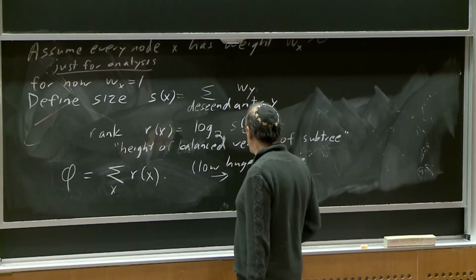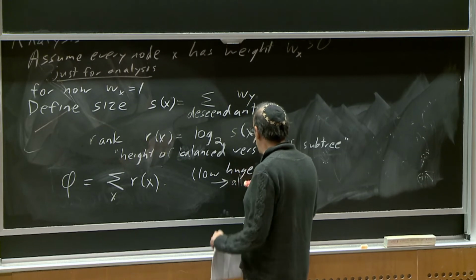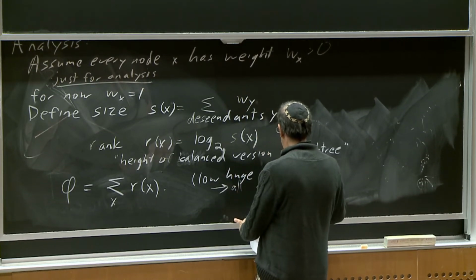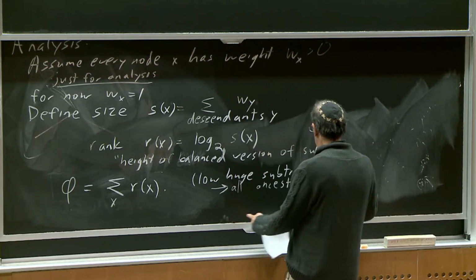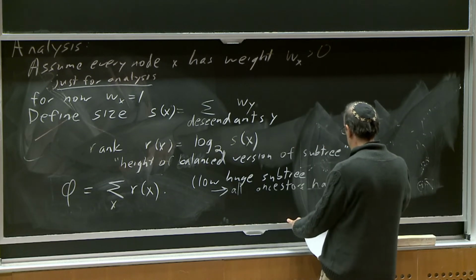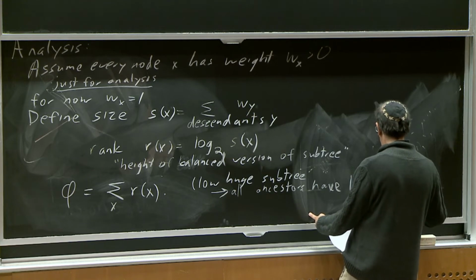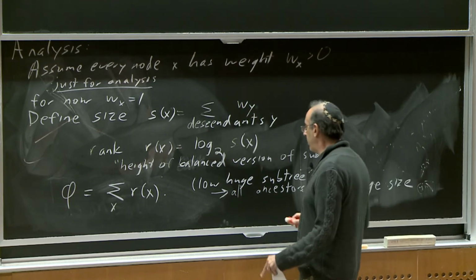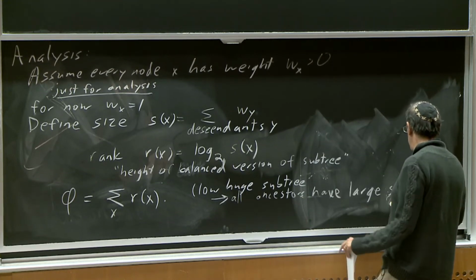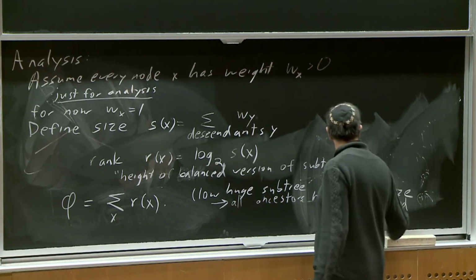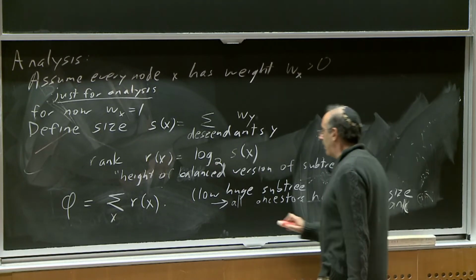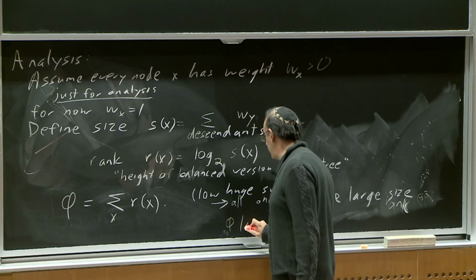If you have a low, huge subtree, that implies that all its ancestors have a large size, which implies that they all have a large rank, and that implies that phi is going to be large.